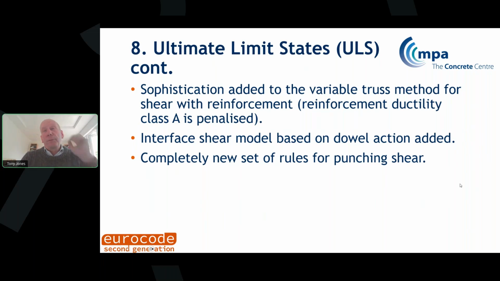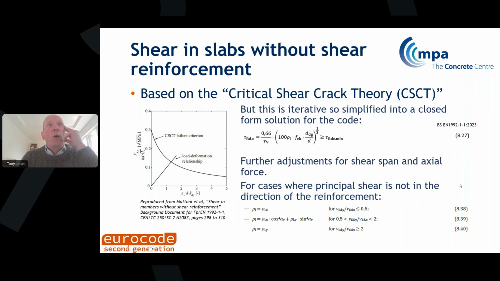So the shear without reinforcement and the punching shear are all based on the critical shear crack theory. Now, this, in principle, is quite simple. It makes the assumption that as your crack opens, which is defined as a rotation, then the shear you can carry across this shear crack reduces. So you can draw one line, which is the reduction in shear with a rotation, and you can draw another line, which is a load deformation relationship. And where they cross, that is the capacity of your slab in shear.